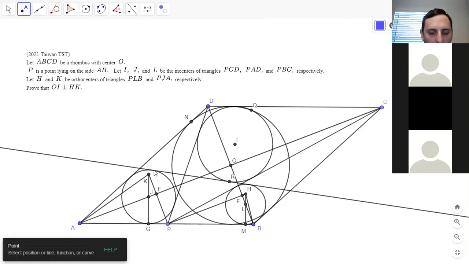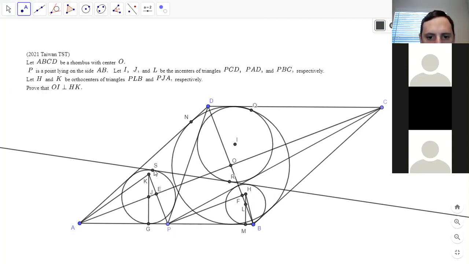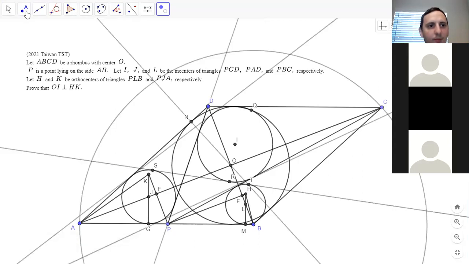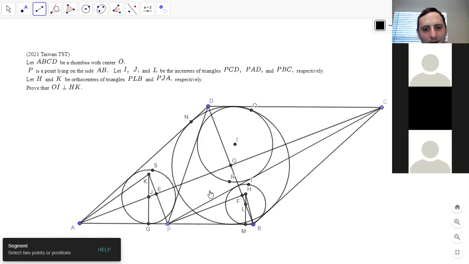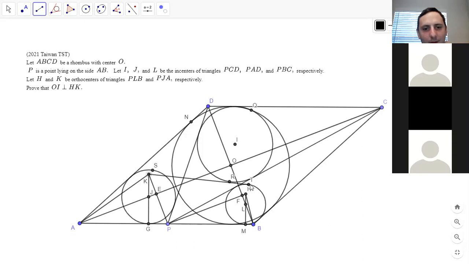Is what trivial? Oh, that they all have a common tangent. Yeah, that is a good observation. That's interesting. I'm not sure. Actually, this is not trivial. That's surprising.